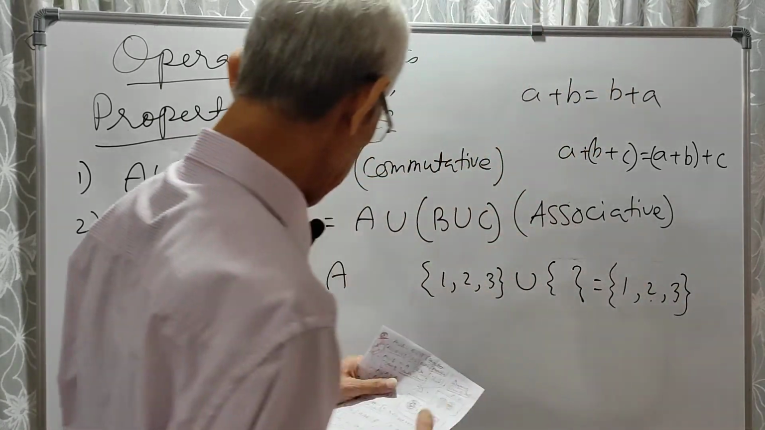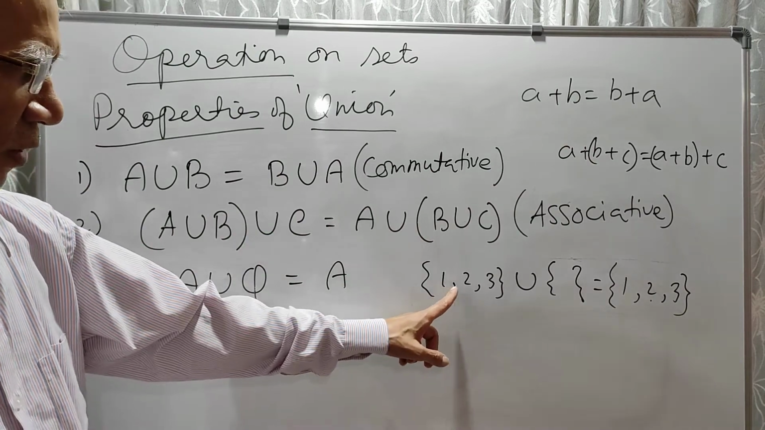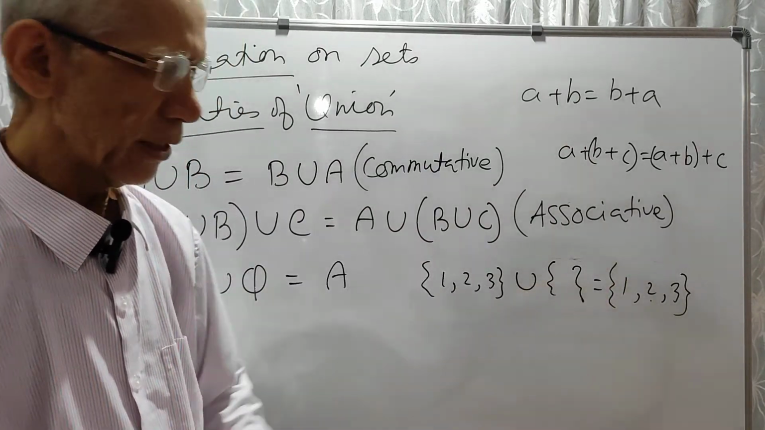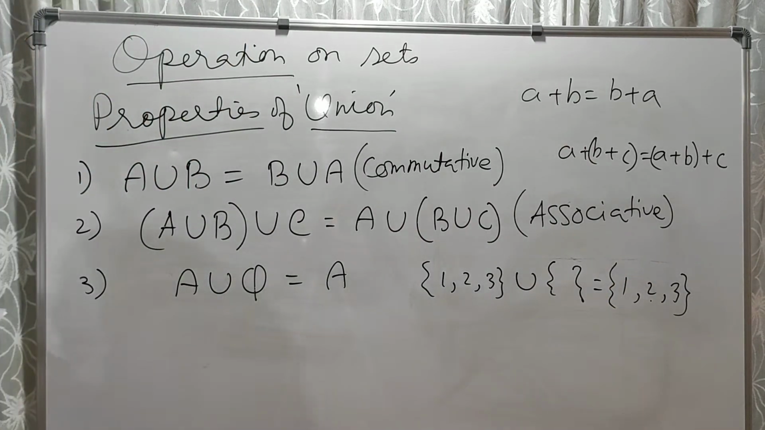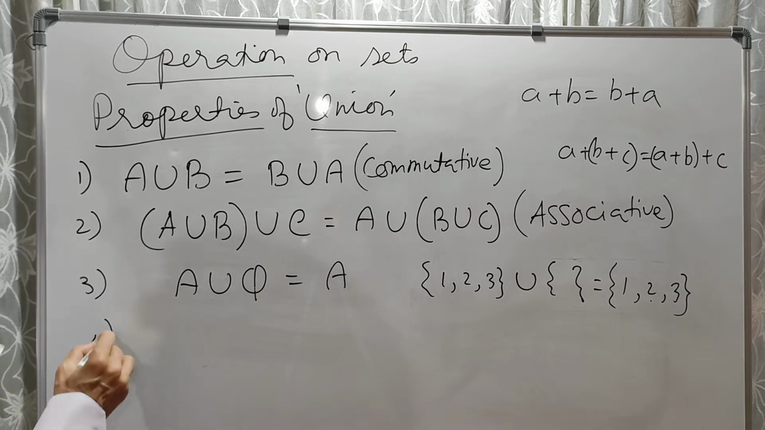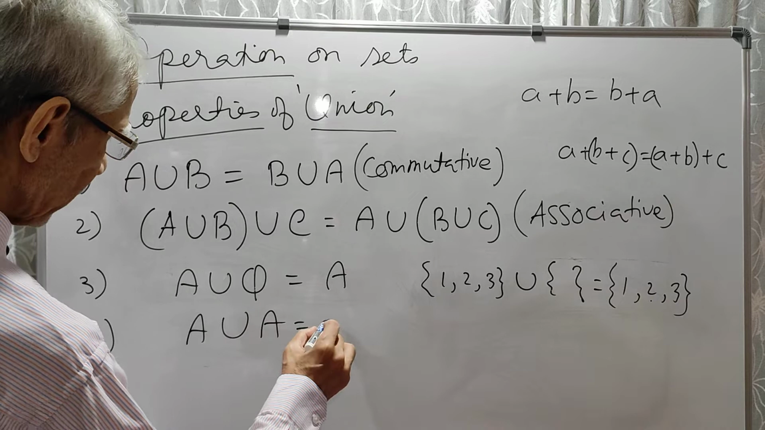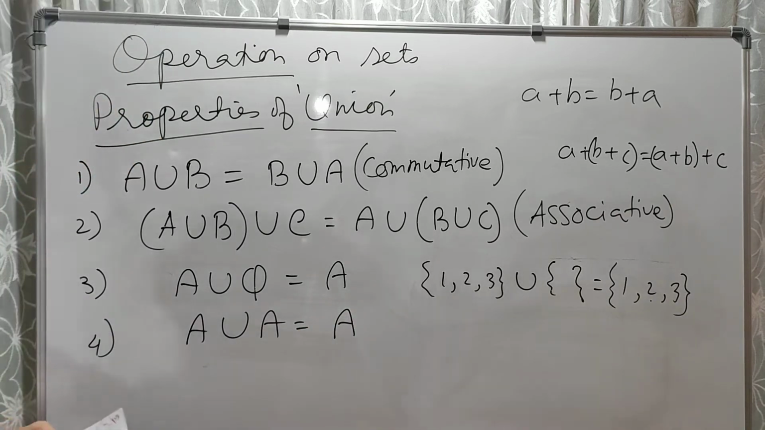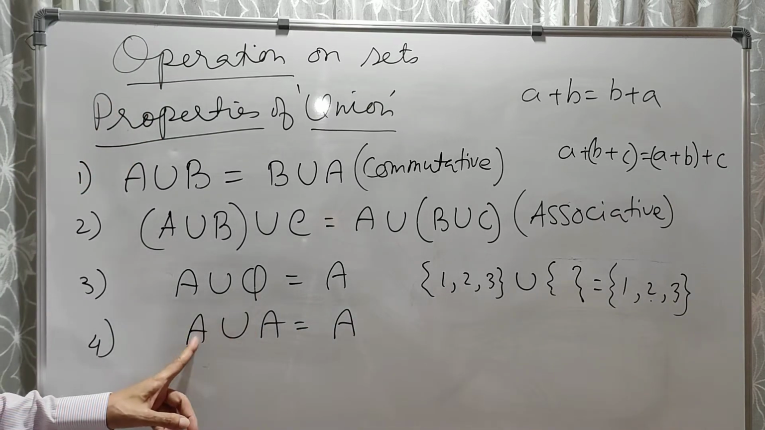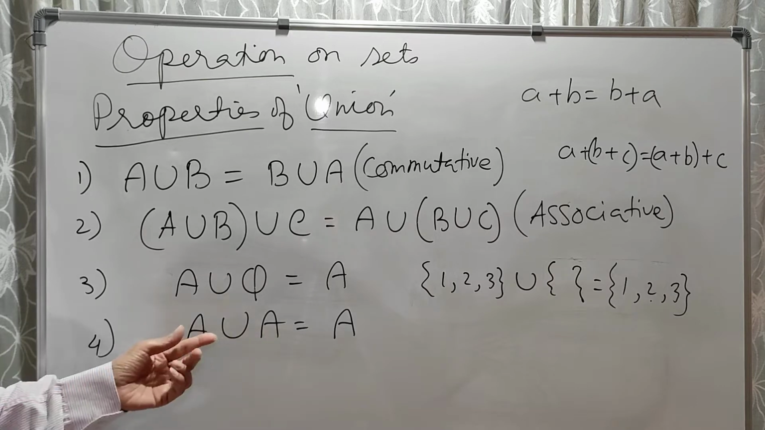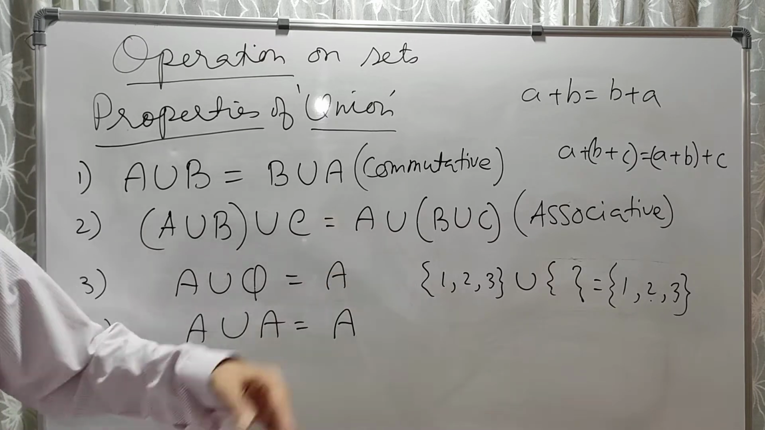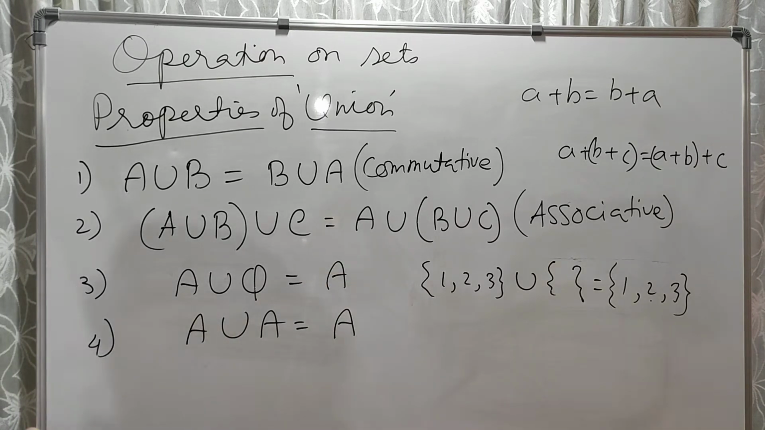So isn't it simply A, the first set? So A union null set is simply A, isn't it? Then A union A will be A. Suppose A is 1, 2, 3. So 1, 2, 3 union 1, 2, 3 is the same 1, 2, 3 without repetition, isn't it?